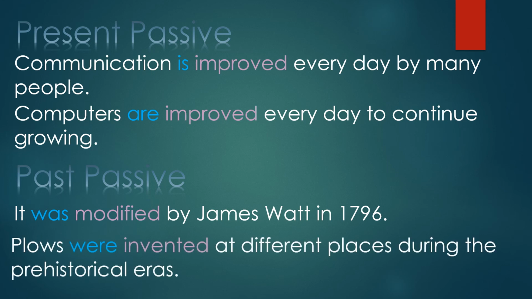Plows were invented at different places during the prehistorical eras. So plows are machines, right? Kind of machines. They were the object in the previous sentence and now they are the subject. Plows were invented, where were is the past tense of be for plural forms, and invented the past participle of the verb. This is how we form passive.